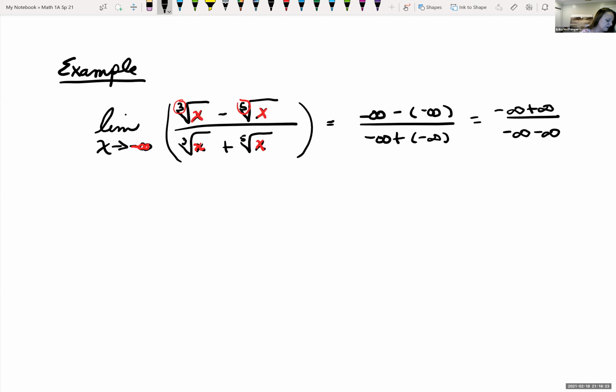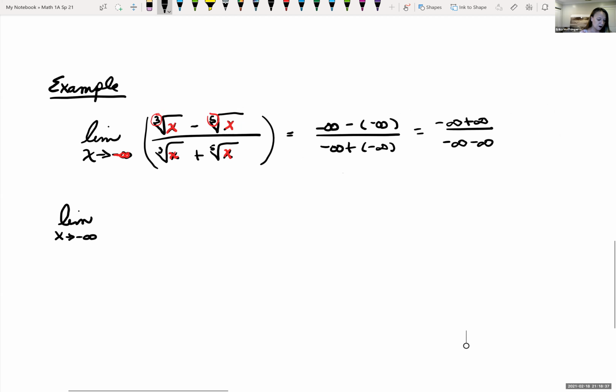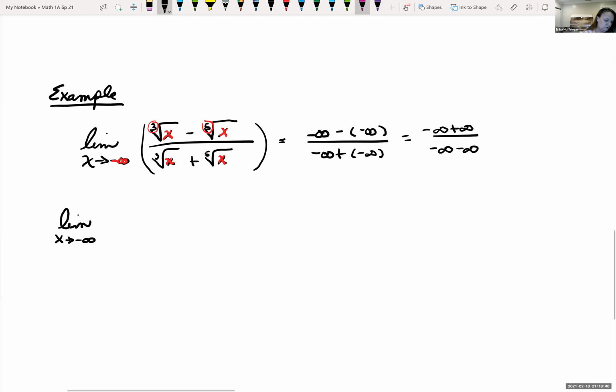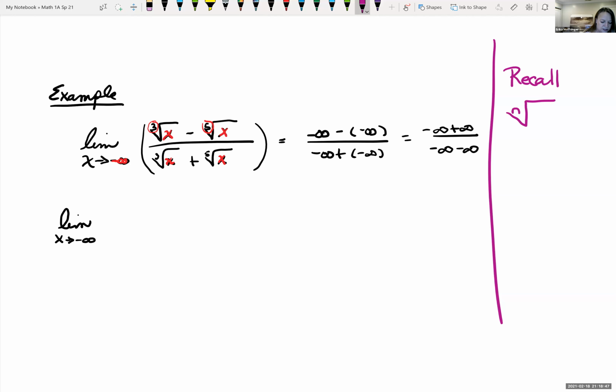Okay, so let's rewrite this. Instead of writing radicals, let's rewrite that. Radicals can be rewritten with rational exponents. And so recall, if you had the nth root of x, this could be rewritten as x all raised to the 1 over n power. So I'm just going to rewrite this without radicals.